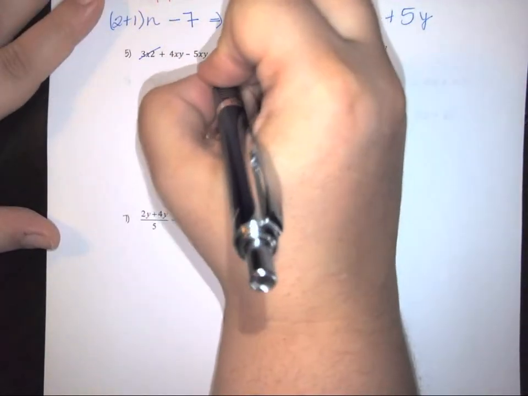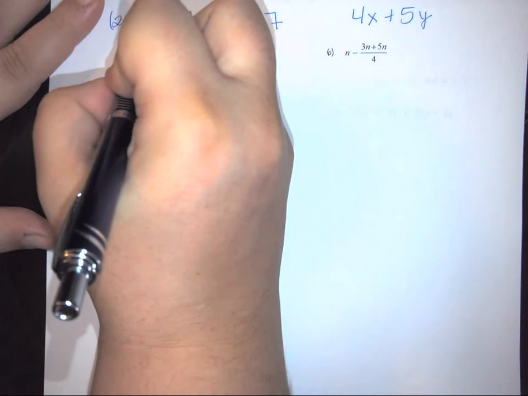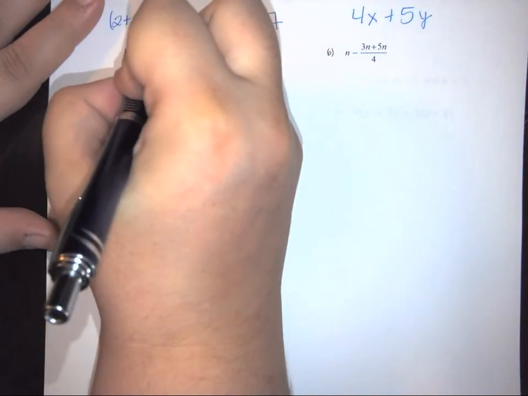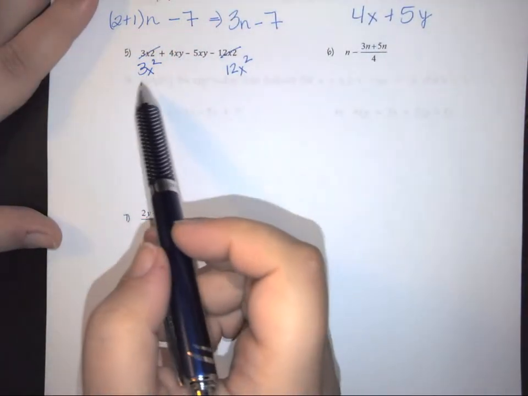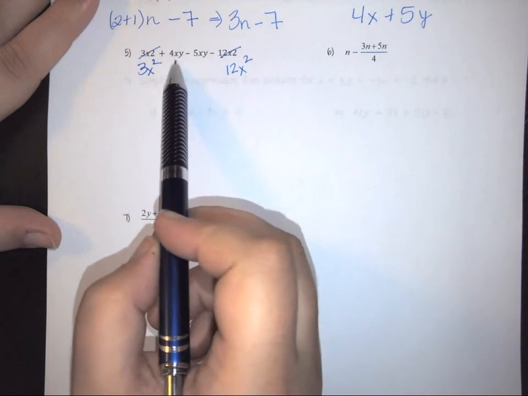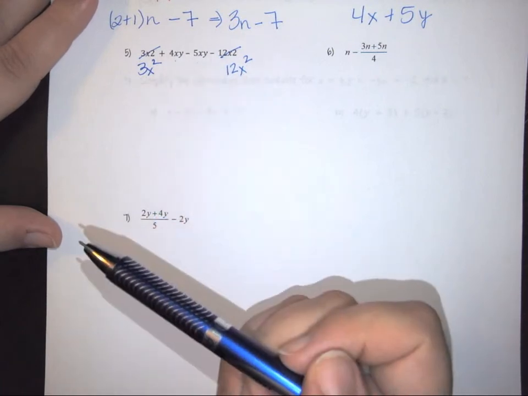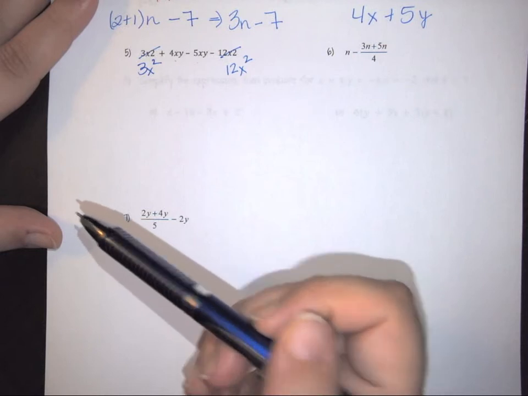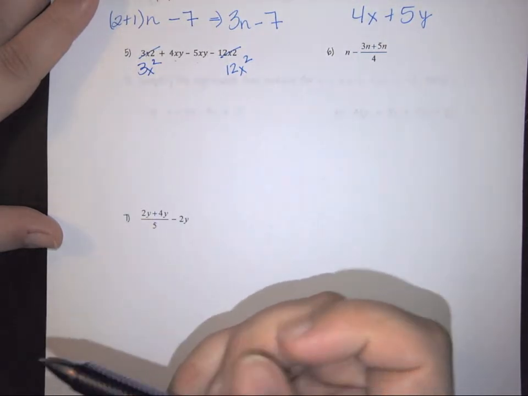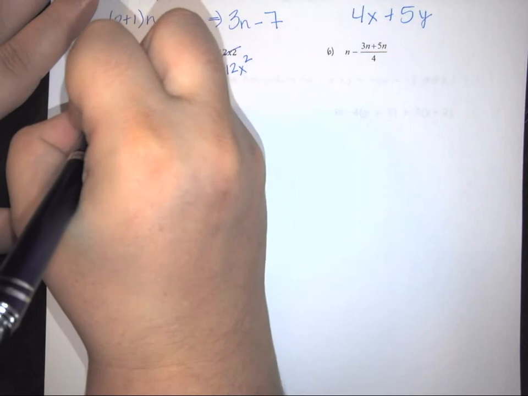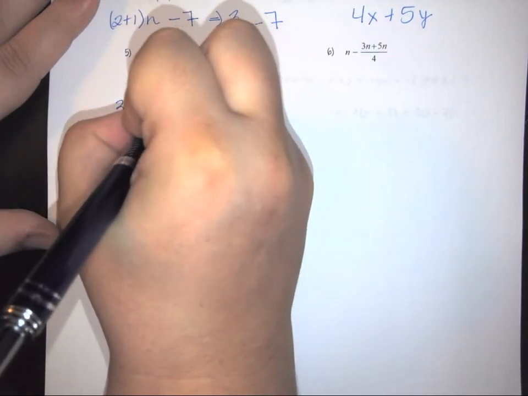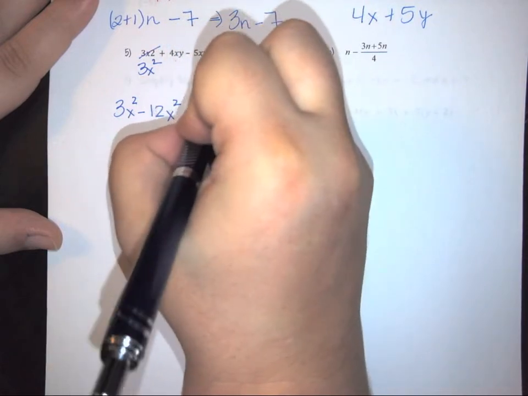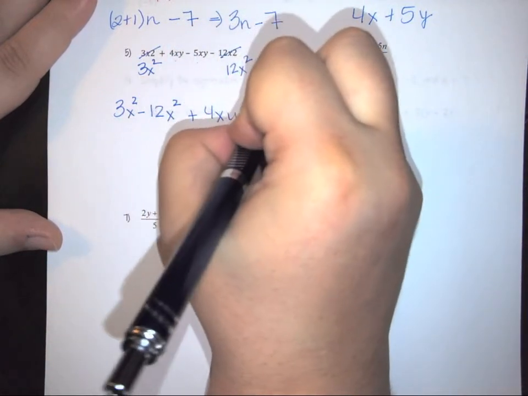Now it looks like these didn't print the way I wanted. This should have been 3x squared, and this should have been a 12x squared. So I have 3x squared plus 4xy minus 5xy minus 12x squared. So I'm going to rearrange my equation so that my like terms are next to each other. I have a 3x squared minus a 12x squared plus a 4xy minus a 5xy.